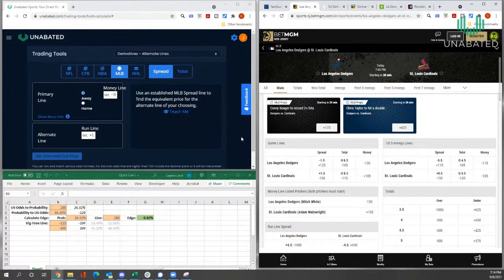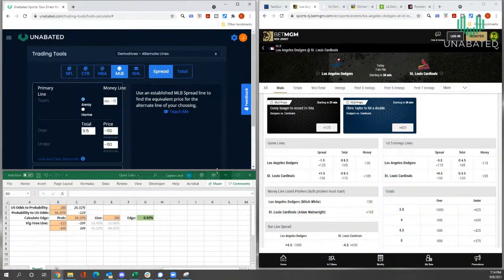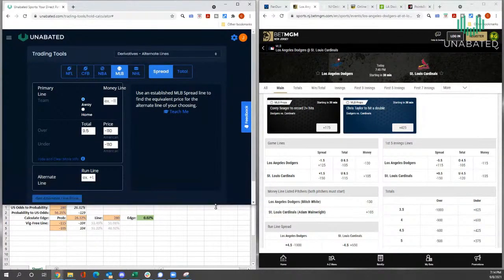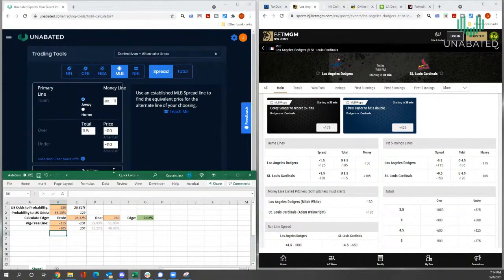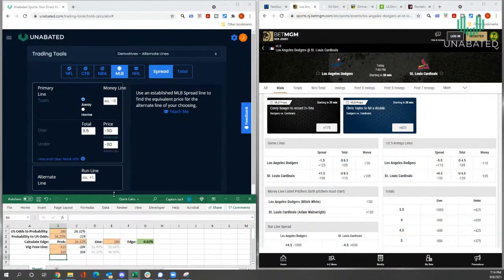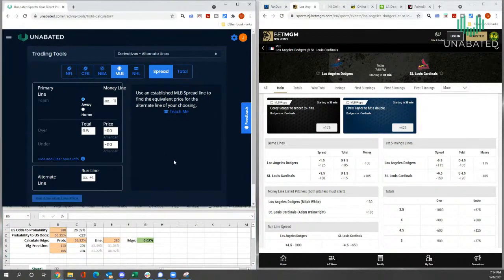Okay, so over here in the trading tools, we have the Major League Baseball trading tools. It gets a little bit out of whack here with the screen because of the size of everything. And I'm just going to resize this a little bit. And I'll get to why I have this up there in a few minutes. Okay, so we have the Dodgers-Cardinals game.